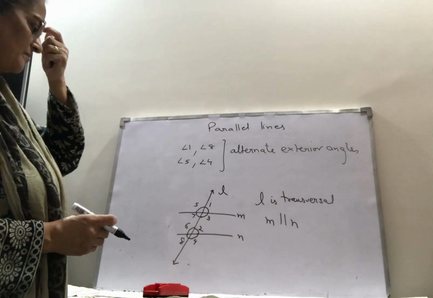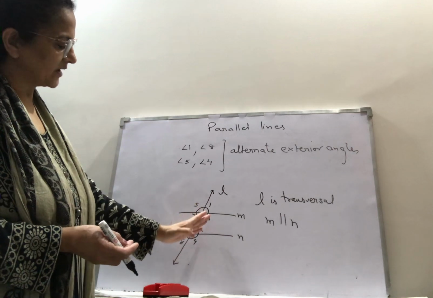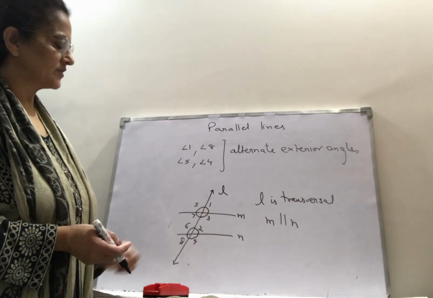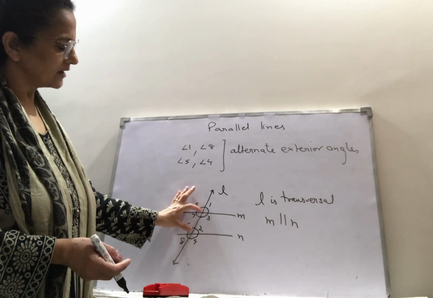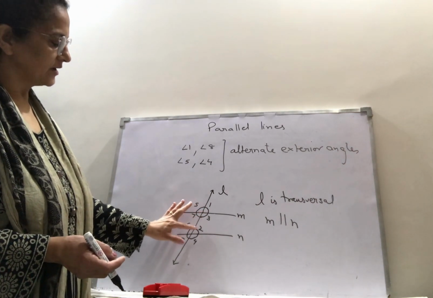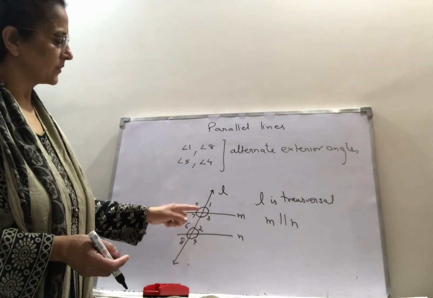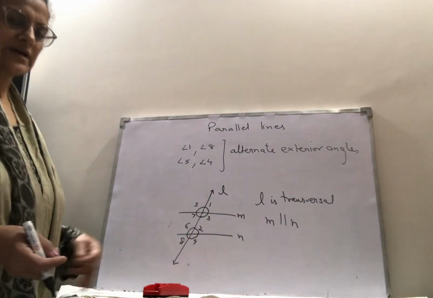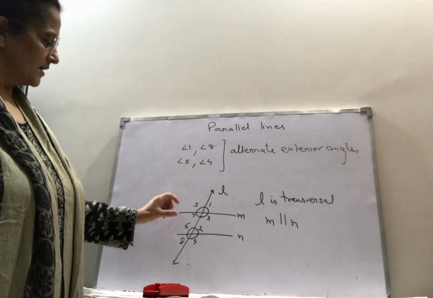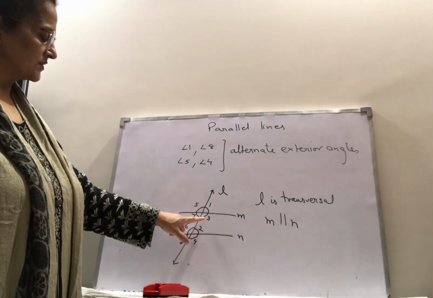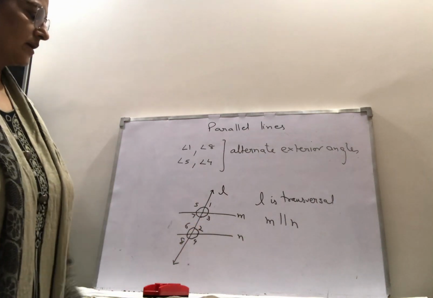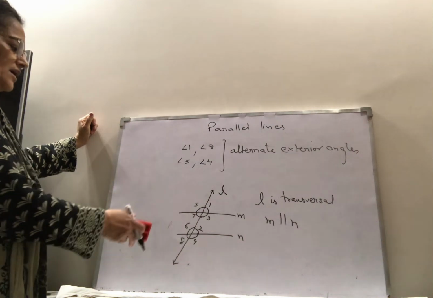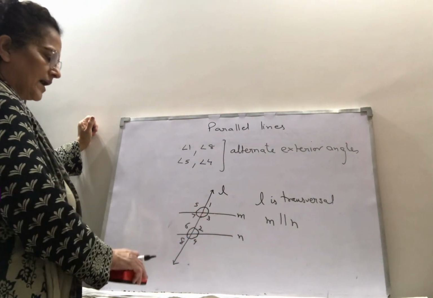Now let's see this pair. 3 and 2, they are on the same side of transversal. So these are called co-interior angles and their sum is 180 if the lines are parallel. So we'll discuss again about this condition of parallel lines. So if these two angles are seen, 3 plus 2, they are called co-interior angles. Similarly 7 and 6, they can be called co-interior angles.